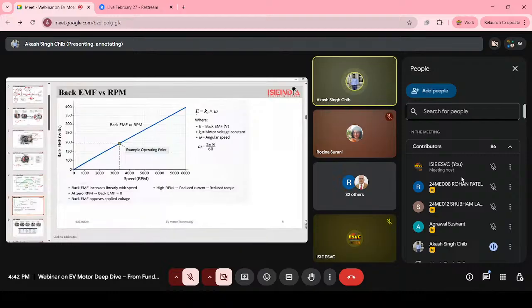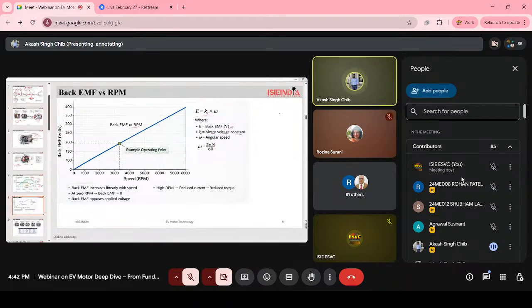Here is one more equation. You can see that back EMF is directly proportional to the revolutions per minute. Here is one more equation. E is the back electromotive force, which we count in voltage. Then comes the Ke. It is our motor constant voltage.